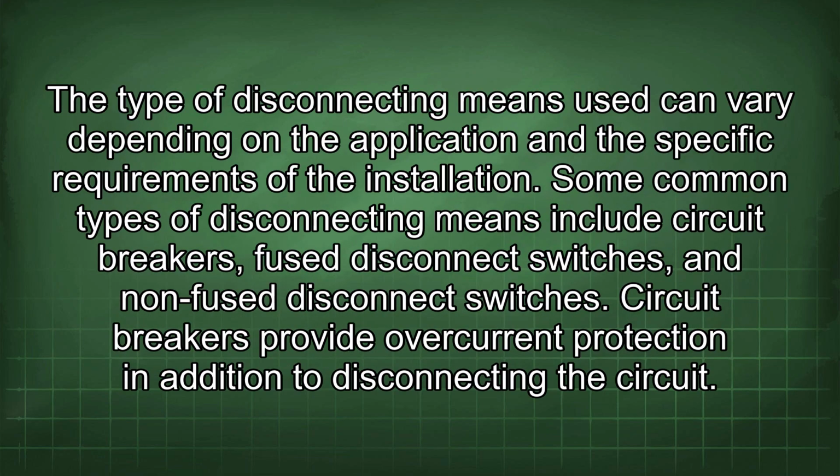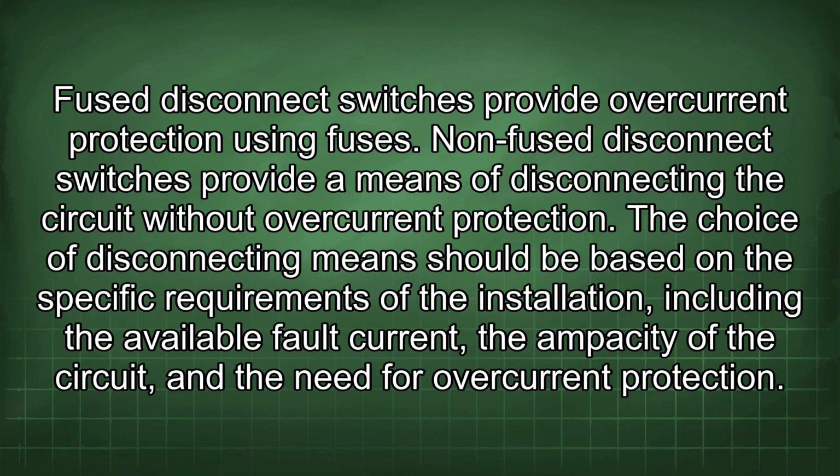The type of disconnecting means used can vary depending on the application and the specific requirements of the installation. Some common types of disconnecting means include circuit breakers, fused disconnect switches, and non-fused disconnect switches. Circuit breakers provide overcurrent protection in addition to disconnecting the circuit. Fused disconnect switches provide overcurrent protection using fuses. Non-fused disconnect switches provide a means of disconnecting the circuit without overcurrent protection.